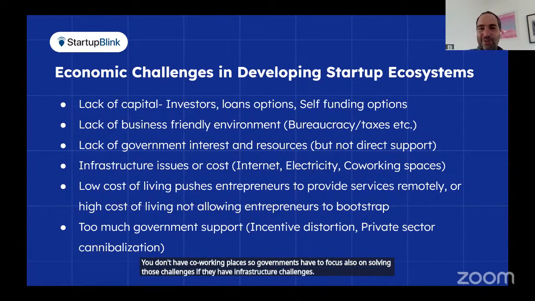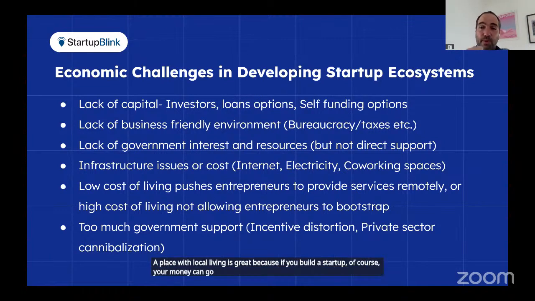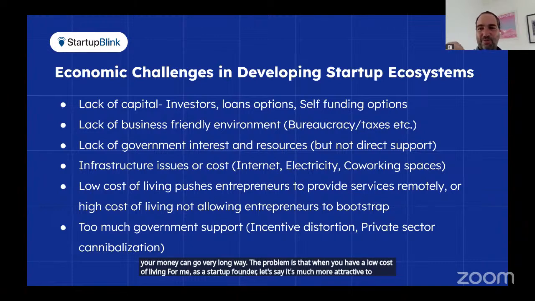Now, a little bit about low cost of living and high cost of living. A place with low cost of living is great because if you build a startup, of course, your money can go a very long way. The problem is that when you have a low cost of living, for me as a startup founder, let's say, it's much more attractive to work as a developer for a foreign company than to start a startup.